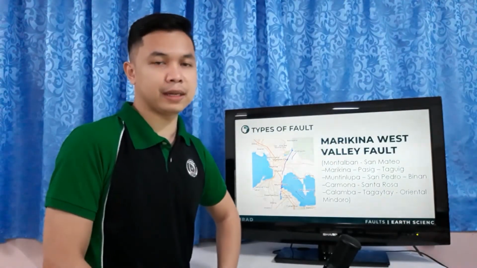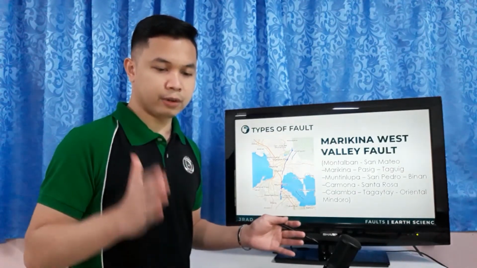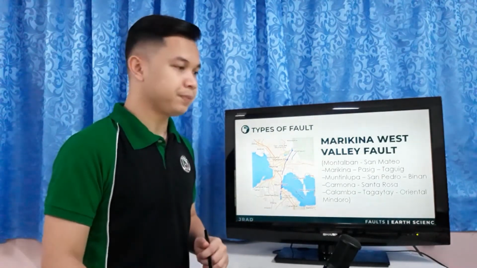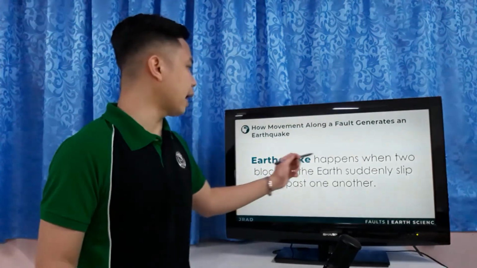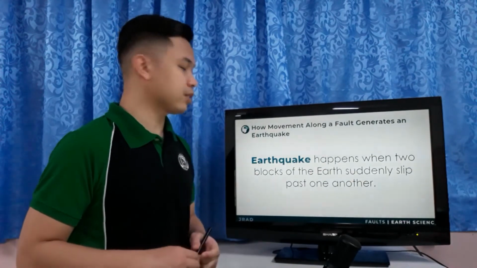Kaya kapag nagkaroon ng shaking sa loob or within this West Valley Fault, talagang mararamdaman din natin yung shaking. So we can't do anything about it. However, we can prepare for it. Okay? So, earthquake happens when two blocks of the earth suddenly slip past one another.